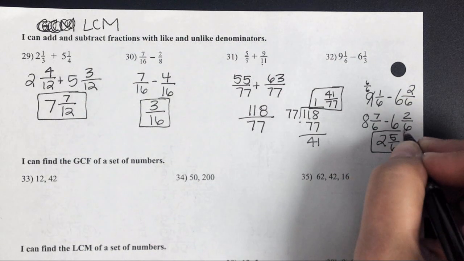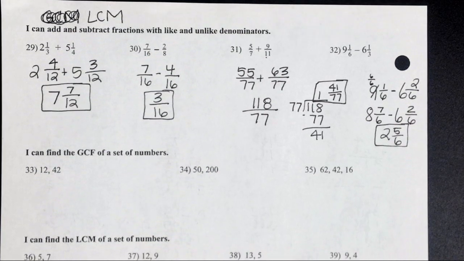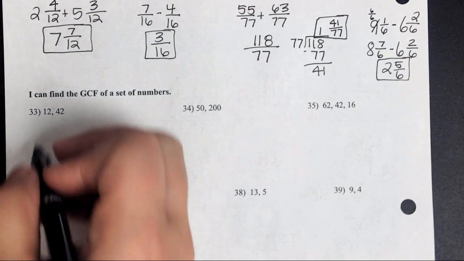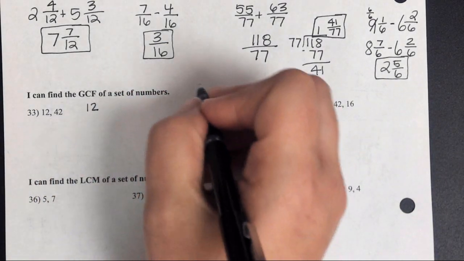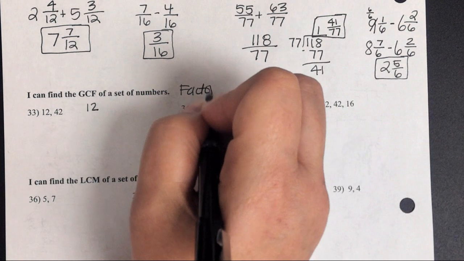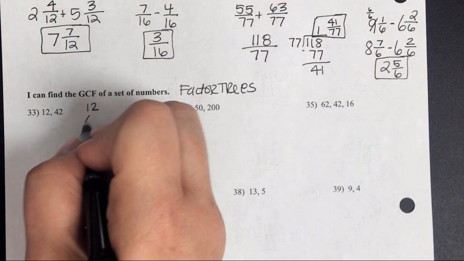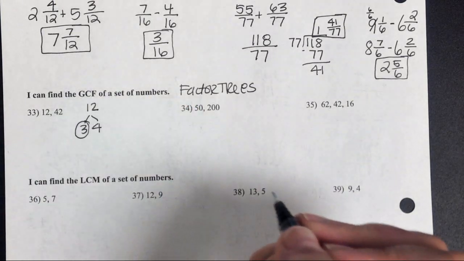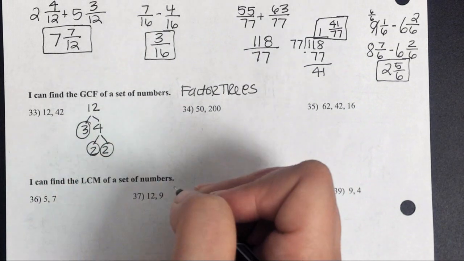All right, greatest common factor. This is where we list all the ways we can multiply to get a number. So if we have 12, and remember this is where we do our factor trees. Okay, so we have 3 times 4 to get 12. 3 is prime, and we can't split it up anymore, but we can split up 4.